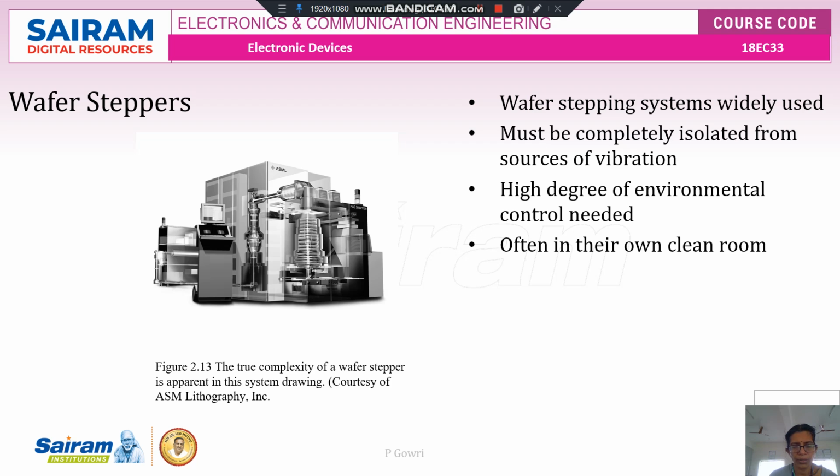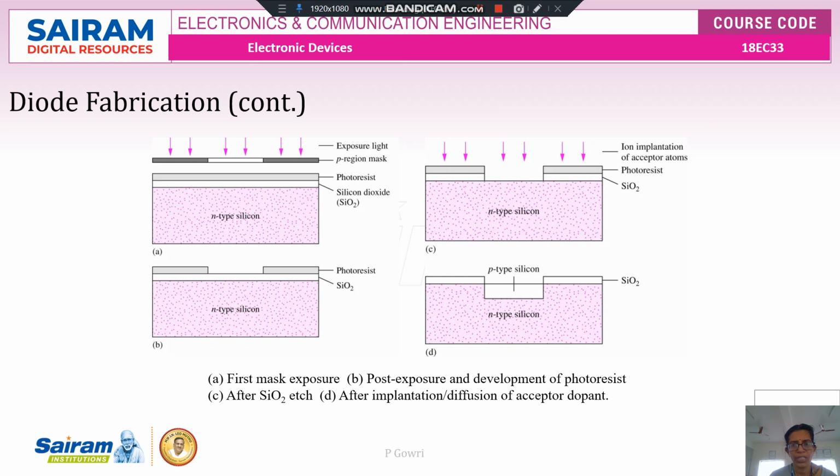This is a complex process, and hence it needs a high degree of environmental control. That is, the system should be free of dust and pollution, so it is kept in a clean room. The system should be perfectly clean with no dust particles, and it should also be free from vibrations. Here we will see how a diode is fabricated using photolithography.